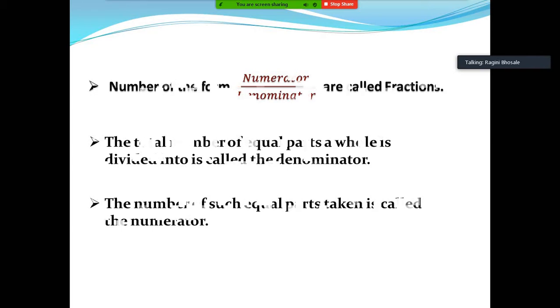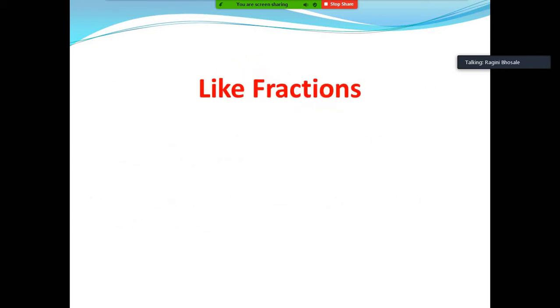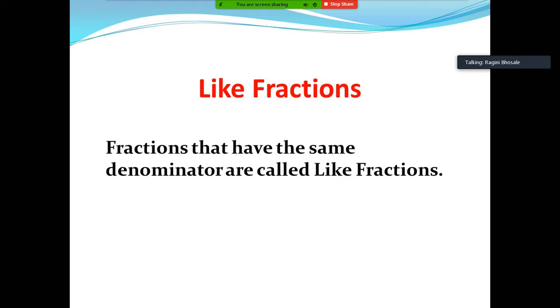And what have we learned else? We have learned about like fractions. So what are like fractions? Fractions that have the same denominator are called like fractions. It means there are different fractions whose denominators are the same. They all are called like fractions. For example, 1 upon 8, 2 upon 8, 5 upon 8, 6 upon 8. In these fractions, every fraction has the same denominator, that is 8. So these all are called like fractions.